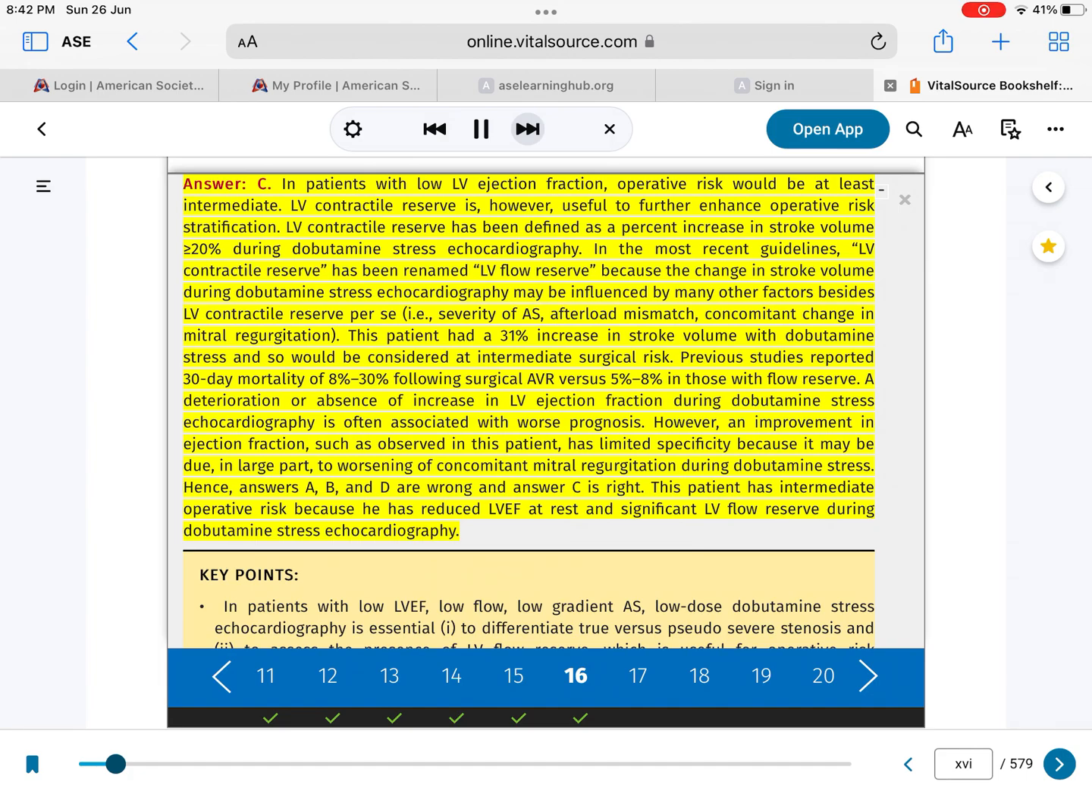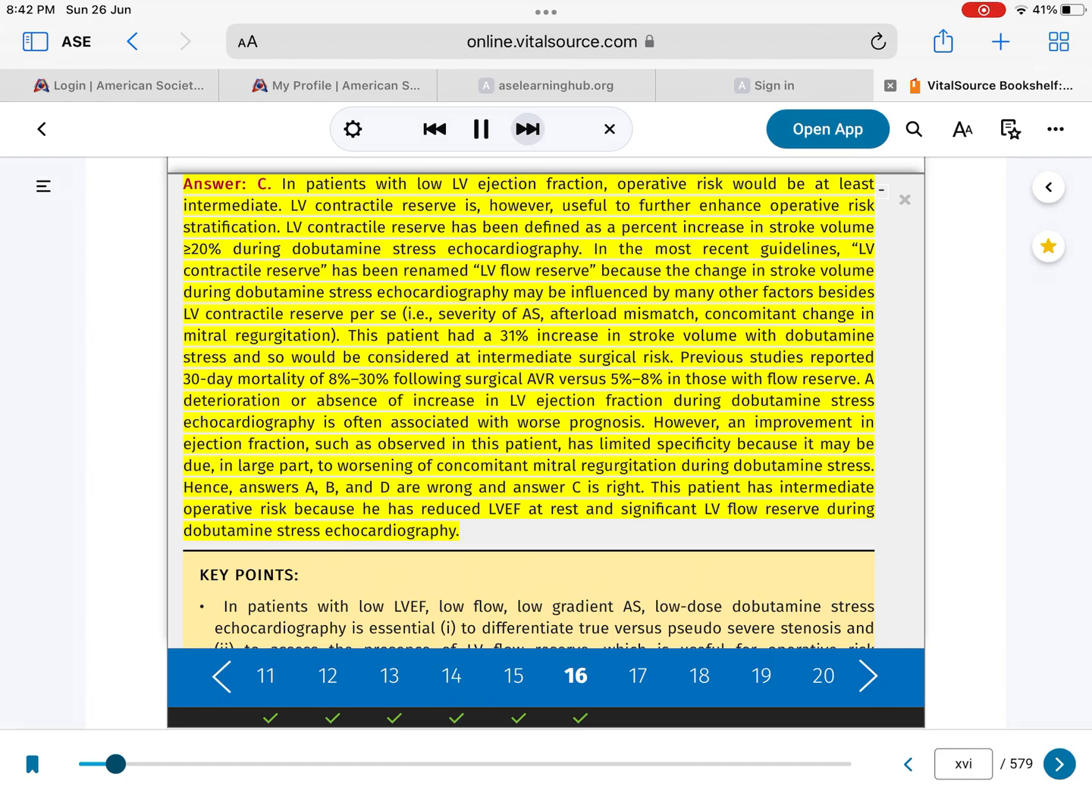Answer C. In patients with low LV ejection fraction, operative risk would be at least intermediate. LV contractile reserve is, however, useful to further enhance operative risk stratification. LV contractile reserve has been defined as a percent increase in stroke volume ≥20% during dobutamine stress echocardiography. In the most recent guidelines, LV contractile reserve has been renamed LV flow reserve because the change in stroke volume during dobutamine stress echocardiography may be influenced by many other factors besides LV contractile reserve per se, i.e., severity of AS, afterload mismatch, concomitant change in mitral regurgitation.